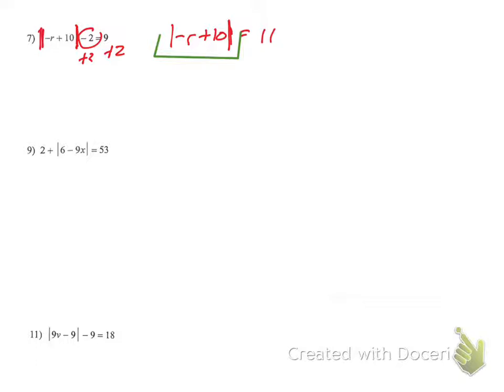So negative r plus 10 is going to be equal to 11, and then negative r plus 10 is equal to negative 11. And I'm going to solve for what r is. So I'm going to minus 10 on each side, so I get negative r. It's going to be equal to 1. And then I have to divide by negative 1. So r is going to be equal to negative 1.